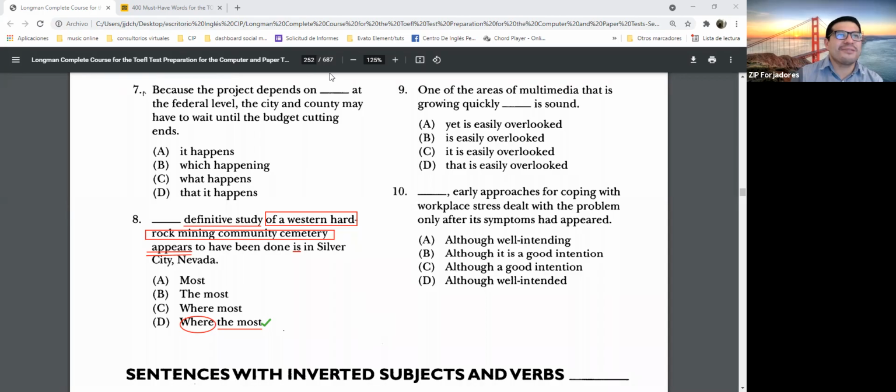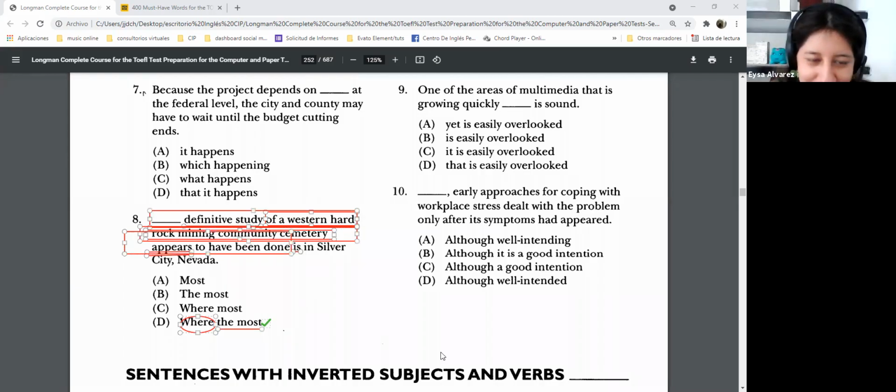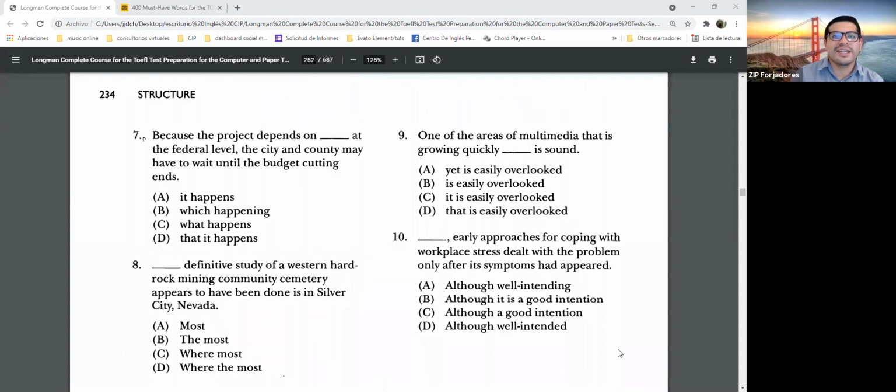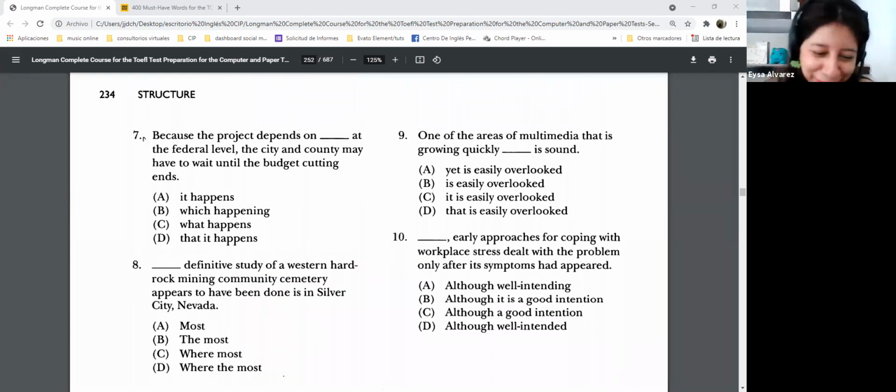So imagine from the where to all the way here, to done, is the subject. It's a noun clause subject, and the connector is where. So this is a very good example of a Russian doll. All right, good. Let's go with number 9. I forgot about superlatives, but yes, now I got it.